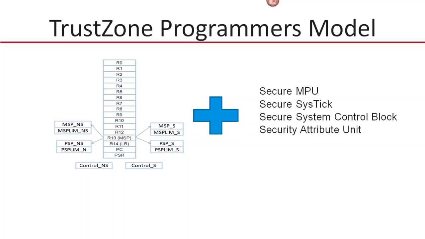In practice, this means that we double up on a number of processor registers. So we have separate stack pointers for the non-secure and secure mode. We also have an additional secure memory protection unit, SysTick, system control unit, and a new unit called the secure attribute unit, sorry, the security attribution unit.